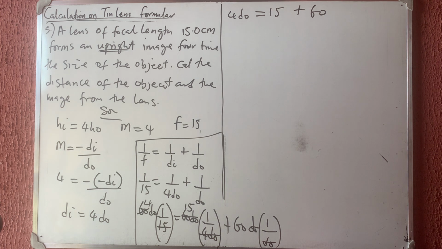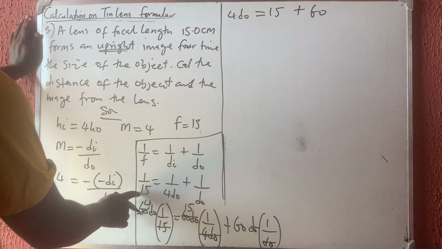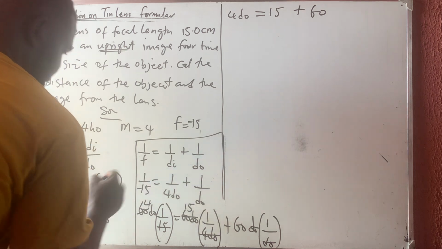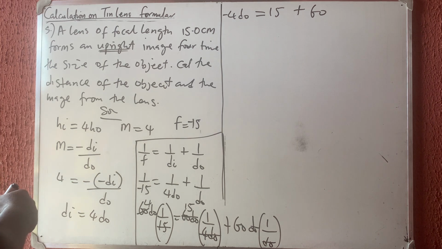Okay, so I think there is a mistake somewhere. Let's say it forms an upright image. We need to be very careful with this question. A focal length of 15 forms an upright image 4 times the size of the object. That means the magnification is positive. If the magnification is positive, then it is upright. Then that means we are going to take negative for this one. So let's assume that it is a convex lens, so I'm going to have negative 4 here.